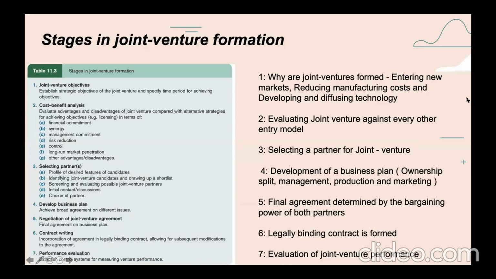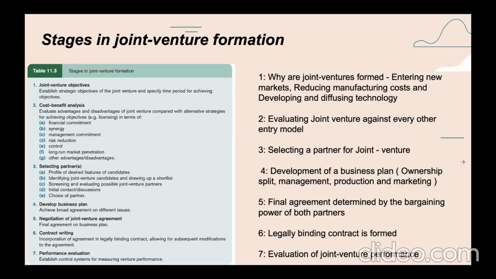Then we have stages in joint venture formation. So we are actually making sure that joint venture is the way to go. It starts off with making the objectives, what are the main goals of this entry formation, and specifying the time period for achieving those objectives. Then we're evaluating joint venture against every other entry model in specific features. So we are seeing how it works with financial commitment, management commitment, risk reduction, long-run market penetration, while comparing it to the other models.